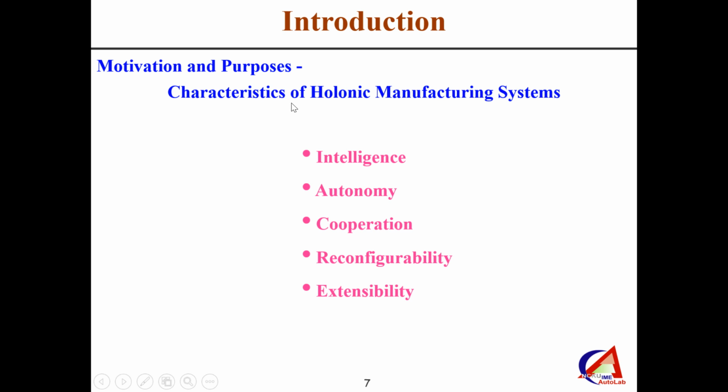And the characteristics of this kind of system are intelligence, autonomy, cooperation, reconfigurability, and extensibility. So these are the characteristics of a Holonic manufacturing system. And of course, in order to accomplish this kind of requirements, what we need to do is to use the distributed object-oriented technology, so that we can assign those functions to this system.